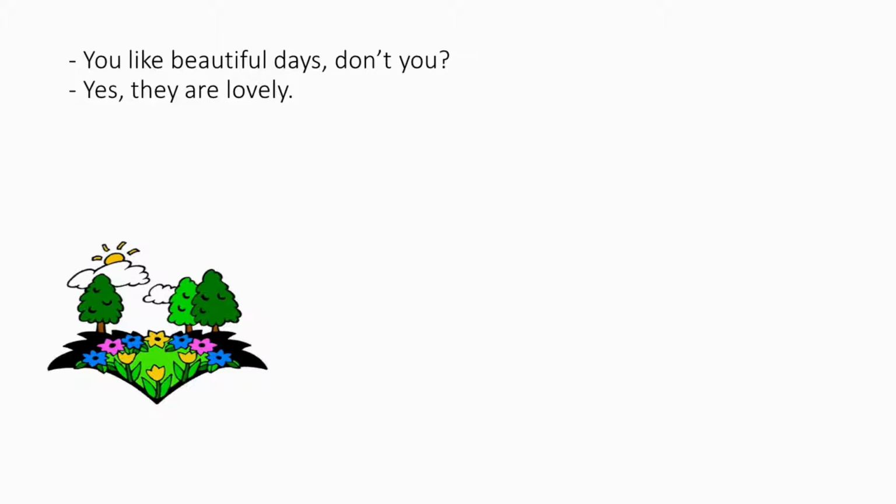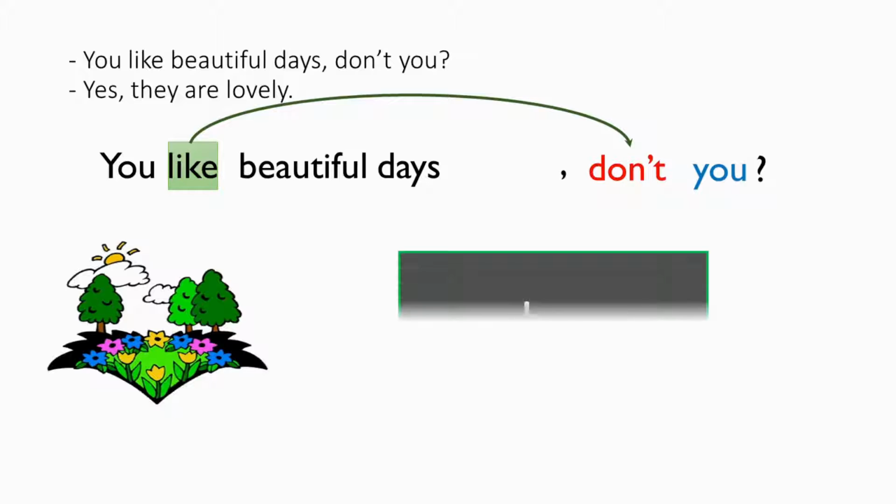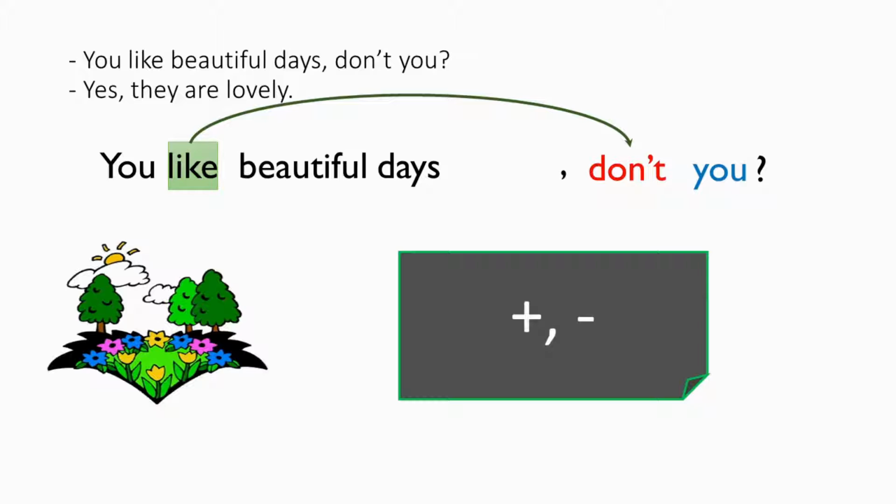Okay, let's start today's activity. I want you to tell me or identify which part of the sentence is positive and which part is negative. You like beautiful days, don't you? Yes, they are lovely. You like beautiful days. Like is a positive. So, we use don't you, a negative tag question. Positive, then negative.